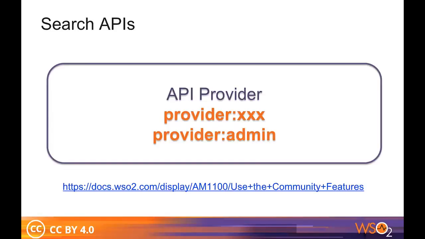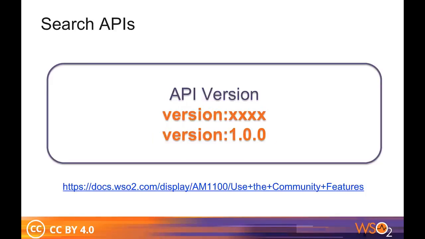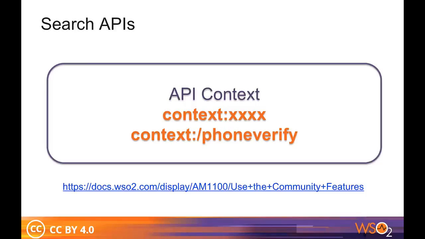By API provider. Enter provider, colon, and the provider's name, such as provider, colon, admin. By the API version. Enter version, colon, and the version number, such as version, colon, 1.0.0. By the context, enter context, colon, the context name, such as context, colon, slash, phone verify.